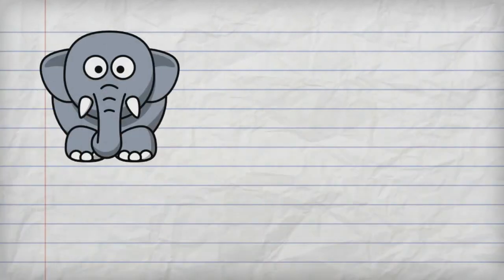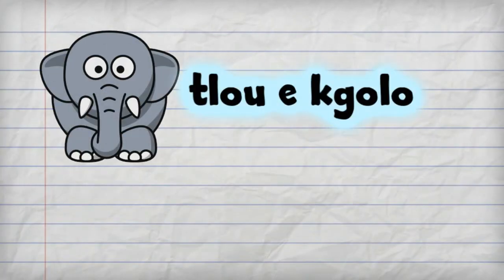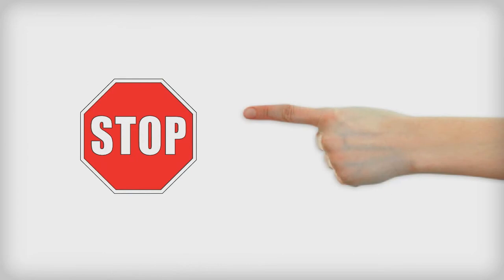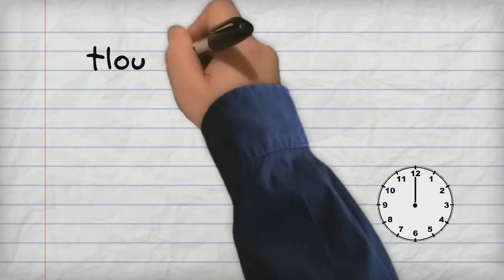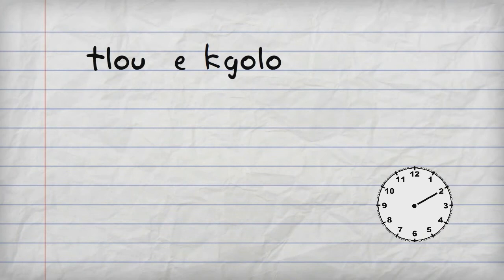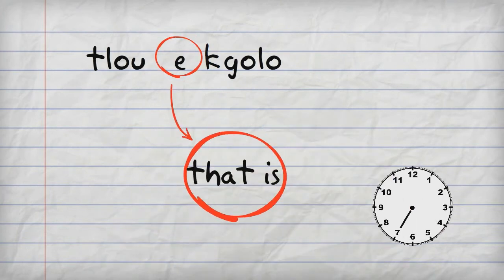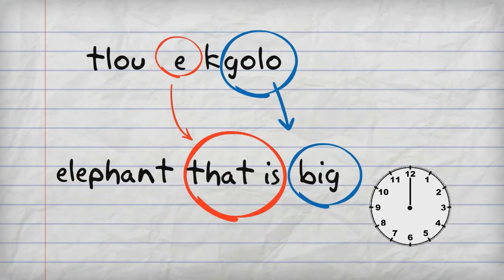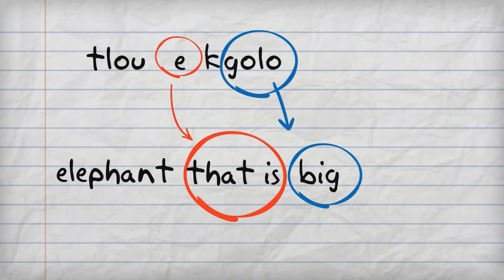Now to say big elephant, we say tlou e kholo. To say small elephant, we say tlou e nyane. Okay, stop for a second. Let me explain. Did you notice when we said tlou e kholo, we added a K to kholo? Now, the E means that is, tlou means elephant, and kholo means big. So we're actually saying elephant that is big. You see how easy it is?